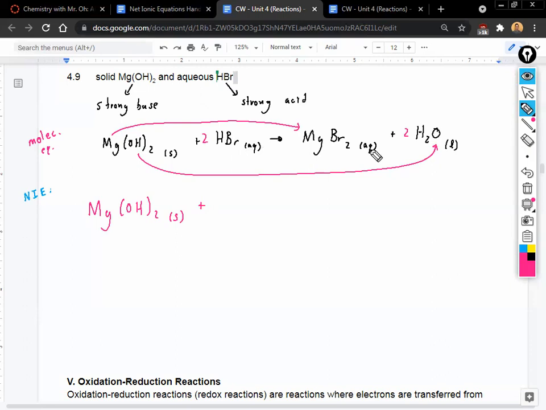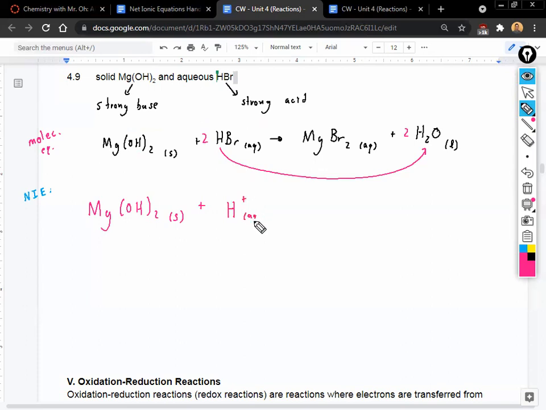Okay, let's look at hydrogen. Where did the hydrogen go in the products? Yeah, the hydrogen went to water. So hydrogen went from aqueous to liquid. So should we include hydrogen in the net ionic? Yeah, we should include hydrogen. Okay, so we're gonna write H plus aqueous.